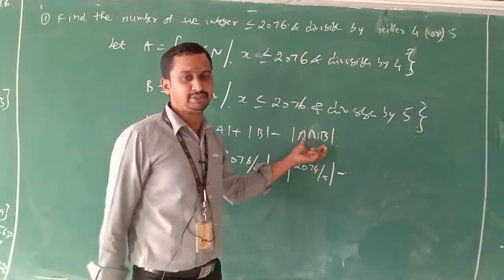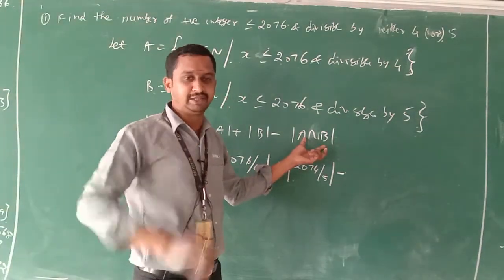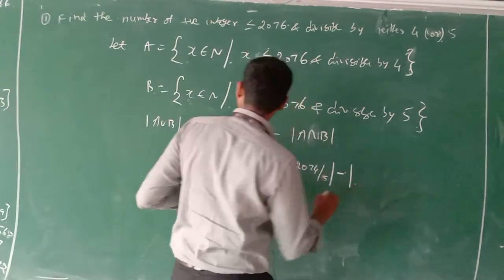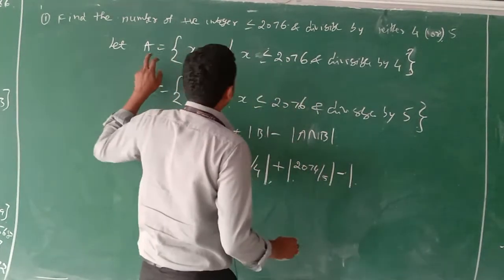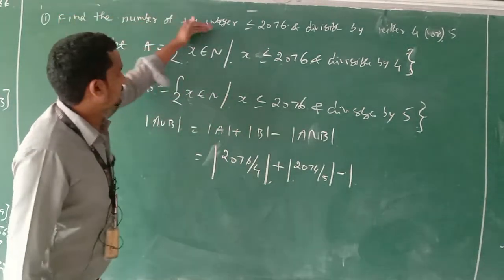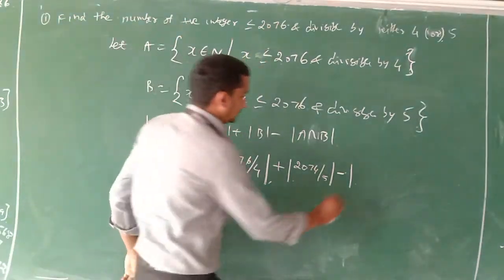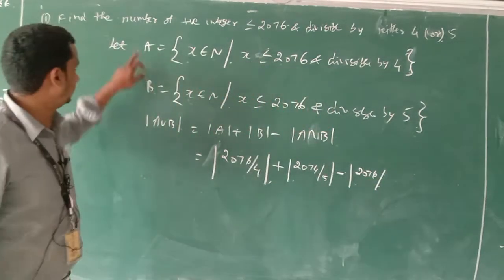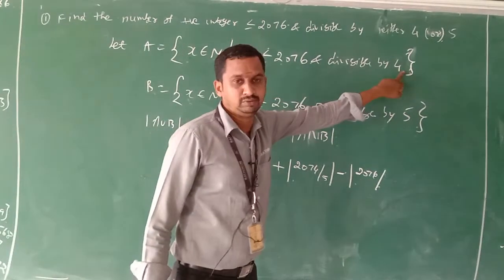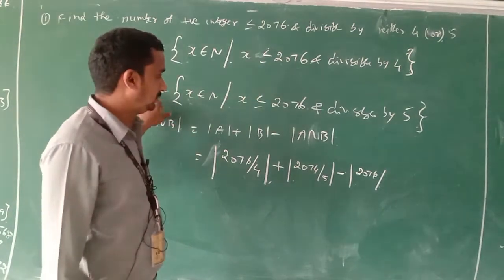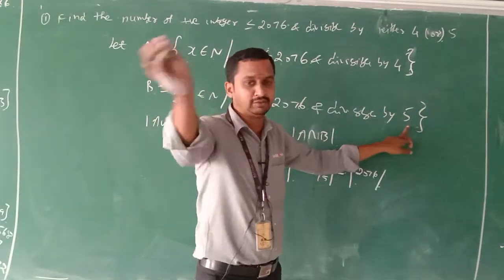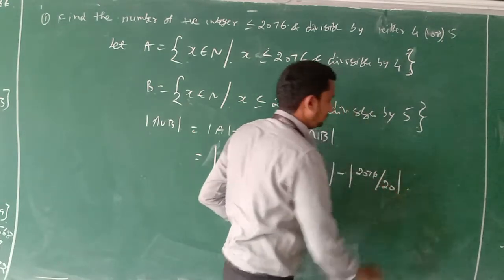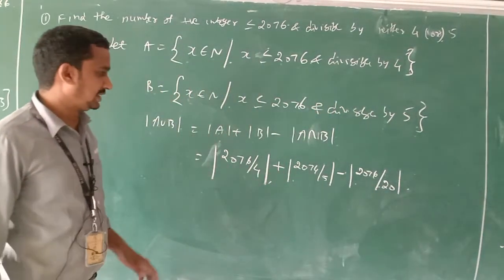Generally, A intersection in probability is a multiplication, so A into B. A simple concept. In the given problem, the total number of positive integers is 2076, divided by the set of all A, divisible by 4. Similarly, the set of all B is divisible by 5. So multiplying 4 into 5, the denominator value is 20. Now with simple calculation we get the solution.